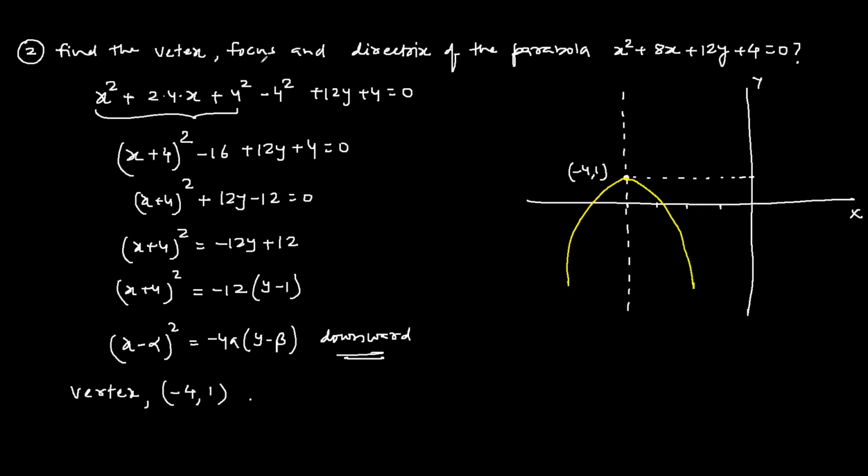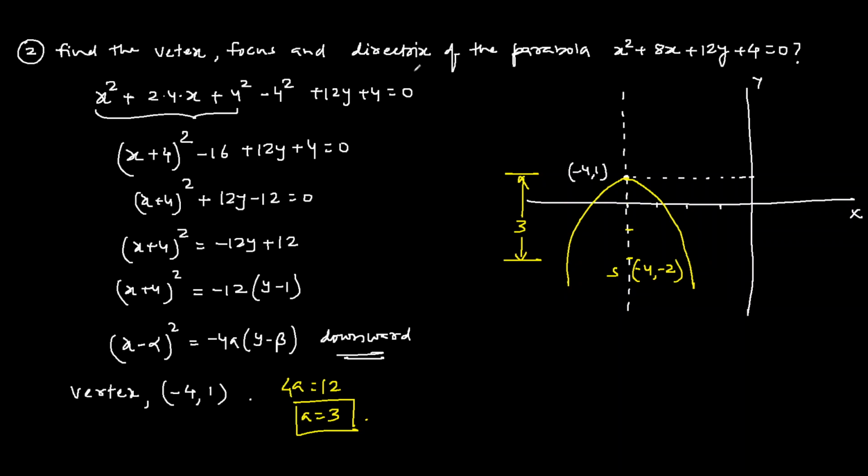Now we have to find the focus. So 4a is 12, so a is 3. The distance of the vertex and focus has to be 3. Okay, so the x-coordinate is minus 4. On the y-axis, we have to make a distance of 3. So 0, minus 1, minus 2. So (minus 4, minus 2) is the focus. This distance is 3.